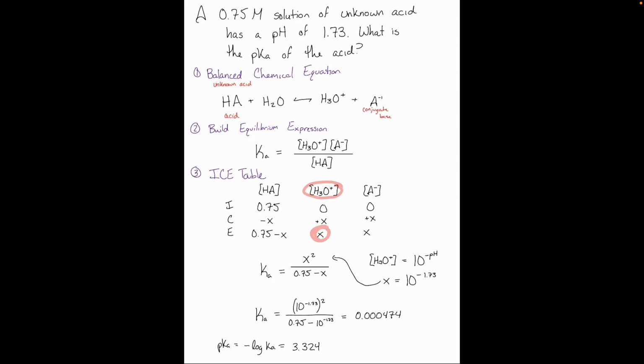All right, so I just want you to compare and contrast this problem with the last one. The basic format is the same. The difference is what piece of information you're given versus what you're being asked to find. In the first one, you were given the Ka and asked for the pH. In this one, you're given the pH and asked for the Ka. But you still need your balanced chemical equation, your equilibrium expression, and your ice table to do it. Same three components.